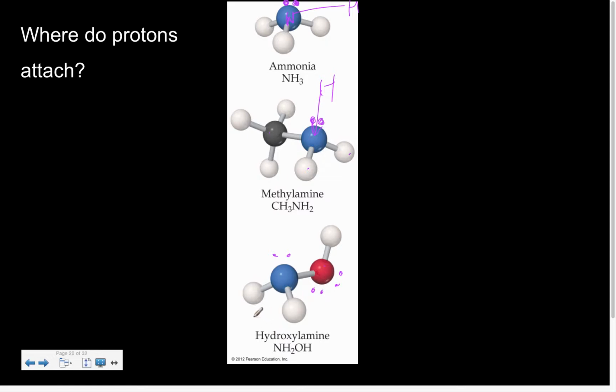Now here it goes back to just which of these is going to be more basic in nature, right? And the answer is the nitrogen. Nitrogens are where our protons are going to attach in an amine style base.